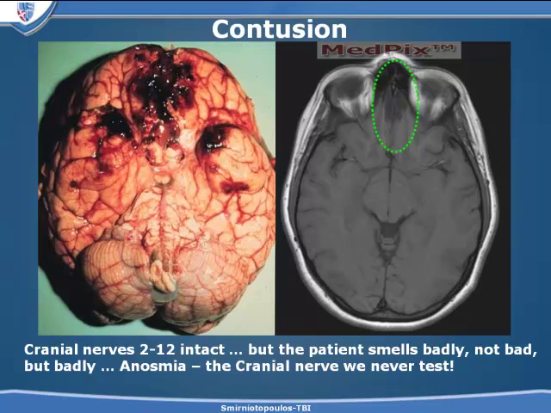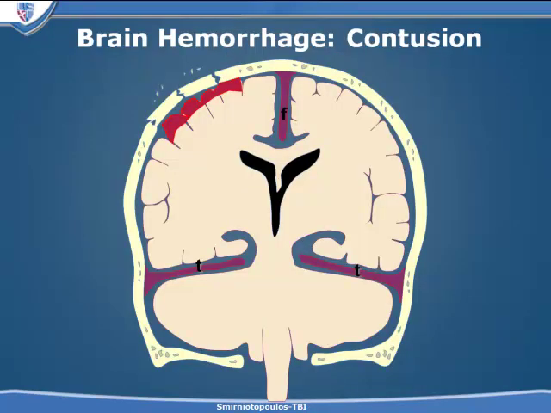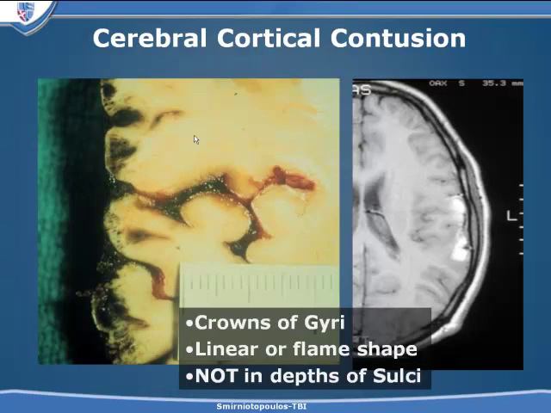Cranial nerves 2 through 12 are intact, but the first cranial nerve has been damaged by this orbital frontal contusion. So a contusion is a parenchymal hemorrhage and is typically in the surface of the brain, and it is at the crests or crowns of the gyri, and typically does not involve the surface of the brain forming the banks of the adjacent sulcus. And if we look here at this gross picture of a patient who died with contusions, we can see multiple curvilinear flame-shaped hemorrhages that involve the crests or crowns of the gyri, while the brain adjacent to the sulci, which in this case also has subarachnoid hemorrhage, do not show a similar finding.